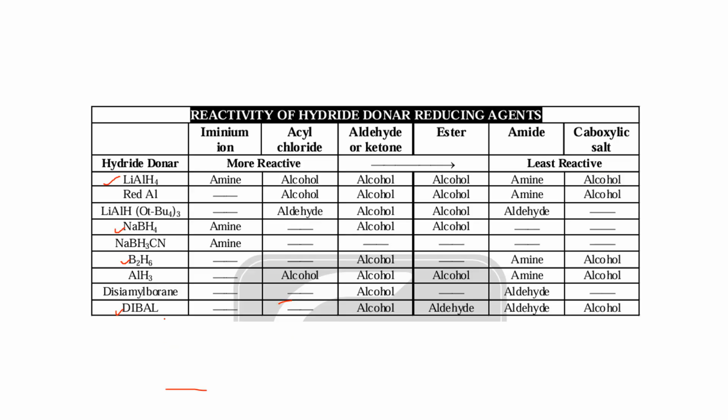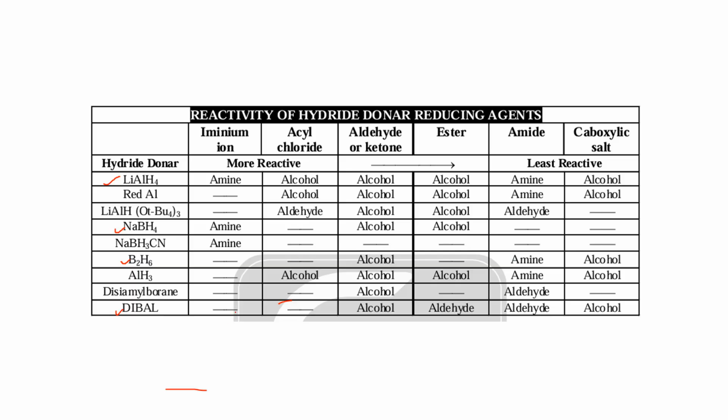Similarly, if you add NaBH4 to an iminium, it will give an amine. But NaBH4 will not react with acyl chloride, but it will react with aldehyde and ester to give alcohol, but it will not react with amide and carboxylic acid. Again, if you take borane, it will react with aldehyde and ketone to give alcohol, amide to give amine, and also carboxylic acid to give alcohol. It will not react with ester and iminium ion.